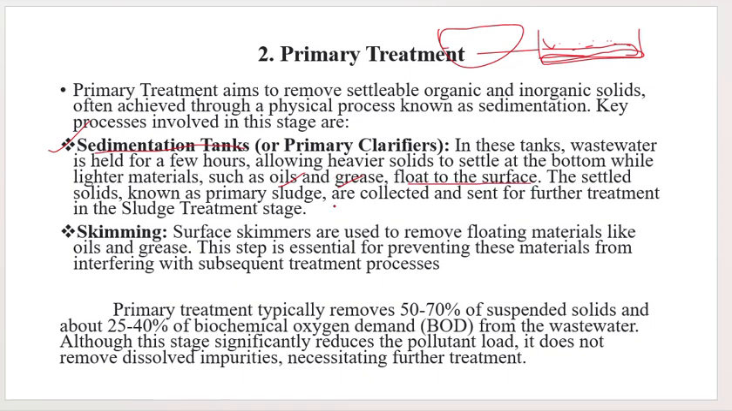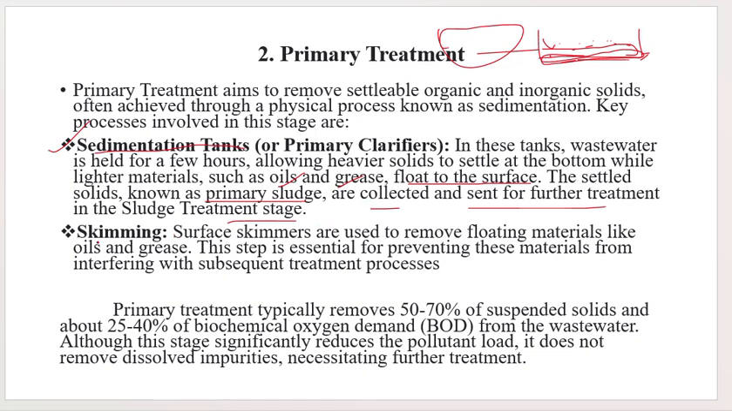The settled solids are known as the primary sludge. These settled solids will be called primary sludge. This sludge is collected, then sent for further treatment in the sludge treatment stage. In the last stage, they'll be sent for further treatment.